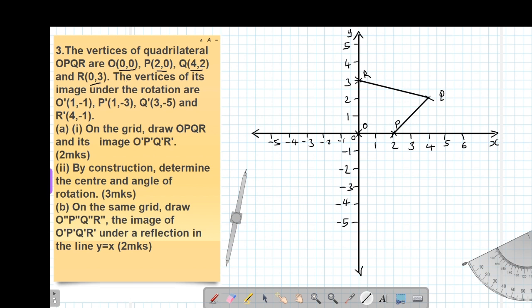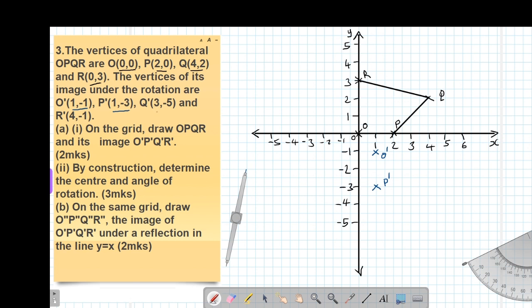So of course we are given the coordinates. So I'm going to start with the point O prime, which has the coordinates of 1, negative 1. So this is positive 1. Then negative 1, of course, is here. So this is what I'm calling O prime. Then the next coordinate is P prime, which is 1, negative 3. So this is positive 1, negative 3 is around here. So this is P prime.